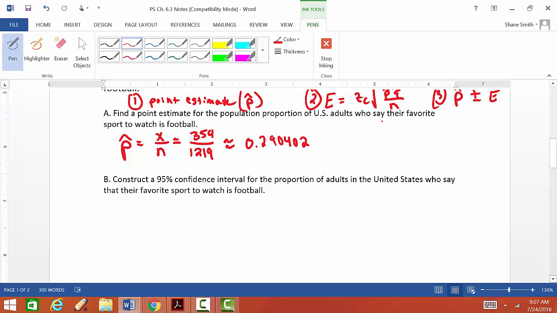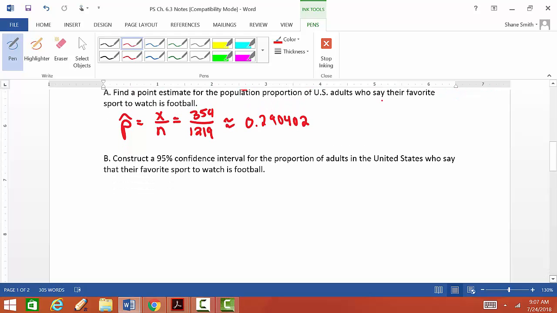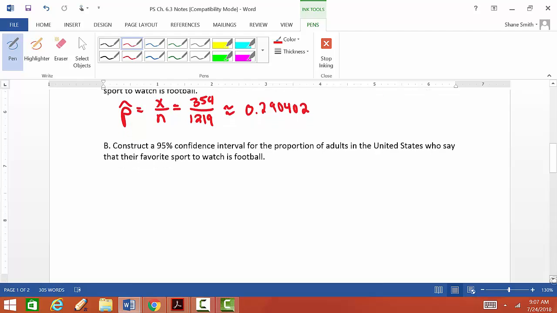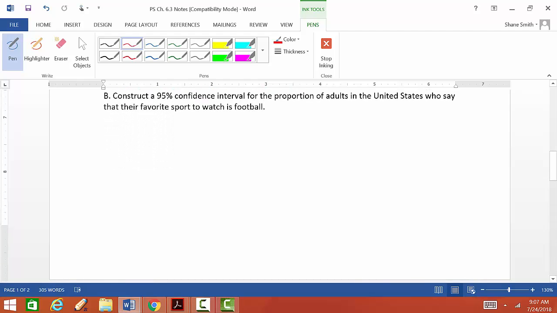And now we're going to construct the confidence interval, a 95% confidence interval for the proportion of adults in the United States who say that their favorite sport to watch is football. So the confidence interval, we already did the first step, so the second step is the margin of error. I'll rewrite the formula again.